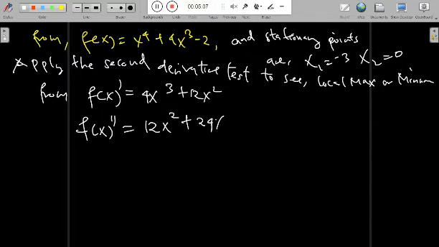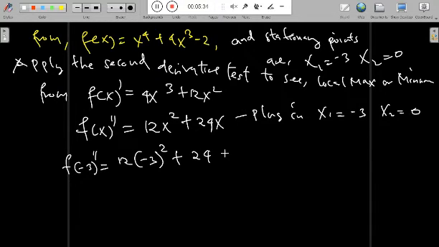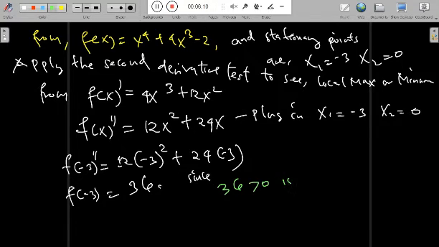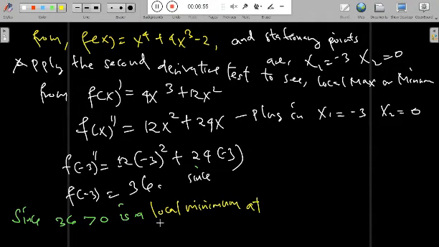We first find the second derivative of this function, which is f''(x) = 12x^2 + 24x. When we plug in -3, we obtain f''(-3) = 36. So 36 is greater than 0, and according to the condition, this proves it is a local minimum, since the condition for a local minimum is that the second derivative is greater than 0.